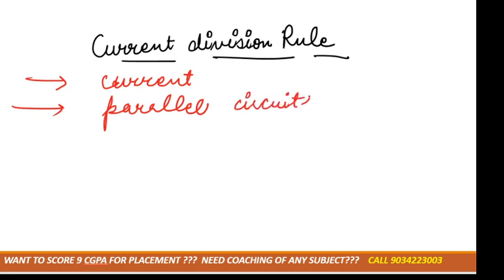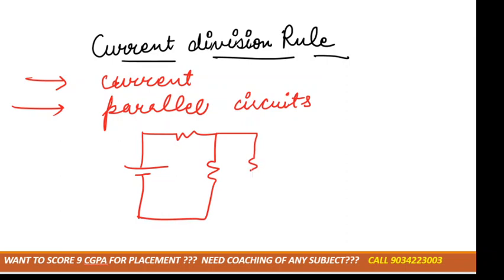Two things you need to remember. Suppose this is the circuit. In this I am taking a voltage source and resistors connected in parallel, okay. This can be R1, this can be R2, this can be R3, and this is the voltage V. Here the current I is flowing, here the current I1 is flowing, and here the current I2 is flowing.